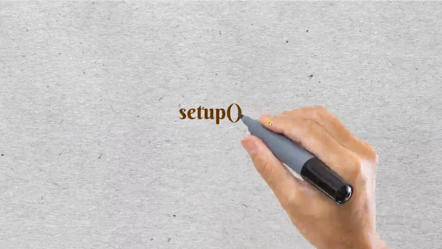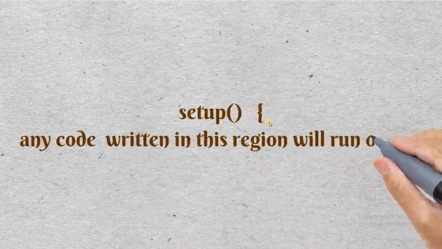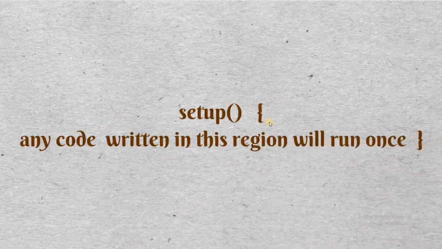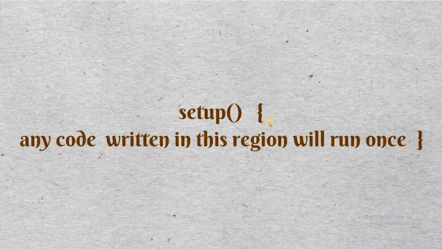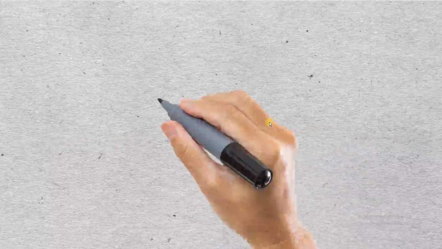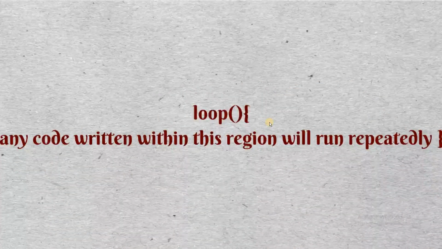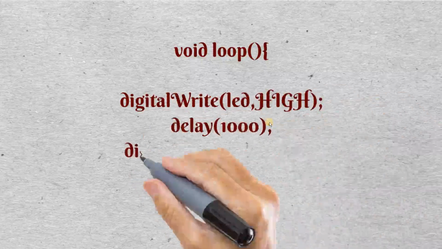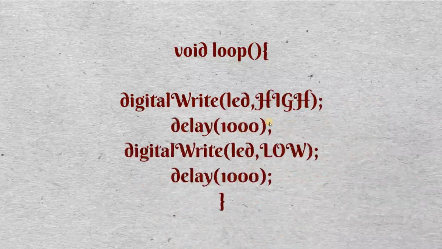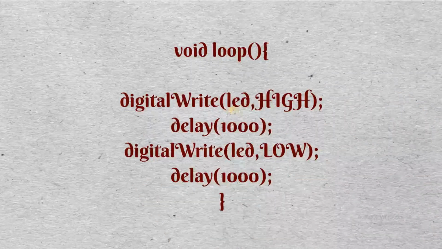So since we've known that anything written under void setup will be run once, with that, we type it under void setup. On void loop, the code will run repeatedly. So anything you type under void loop will run repeatedly. That means after getting to the last line of code under void loop, the microcontroller will return back to the first command under void loop. Now for example, digital write LED high, so turn on the LED, delay 1,000.